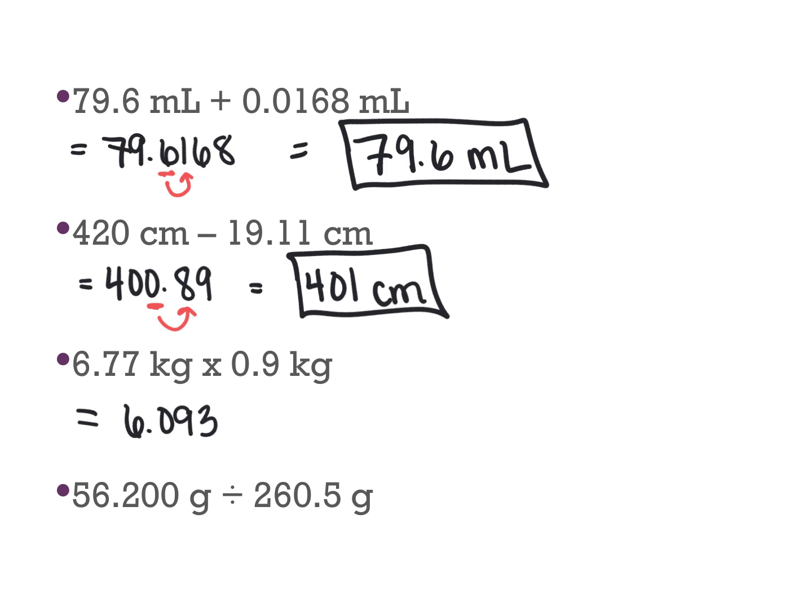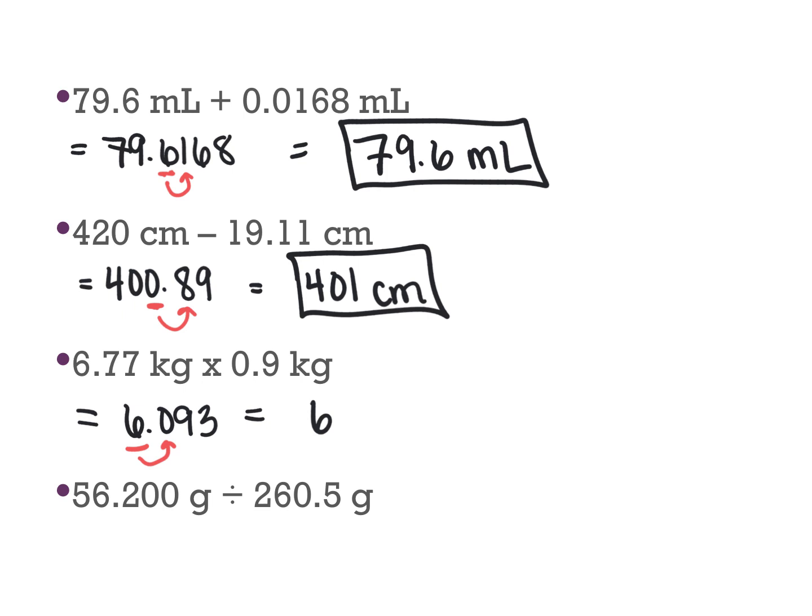You are multiplying. So are you counting sig figs or decimals? Sig figs. How many are in 6.77? 3. How about 0.9? Just one. So how many can your answer have? Just one. So here's that first sig fig. And then I look at the next digit to see if I round it up or down. It's a 0. So how are we going to round this? Just 6, because you can only have one. Right, my bad. One sig fig.